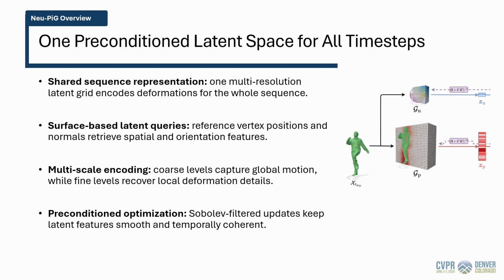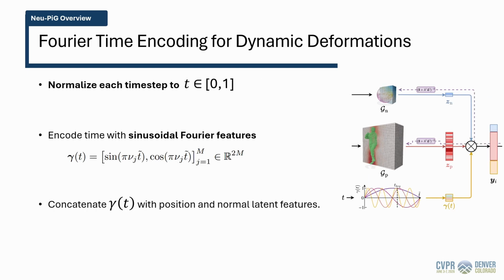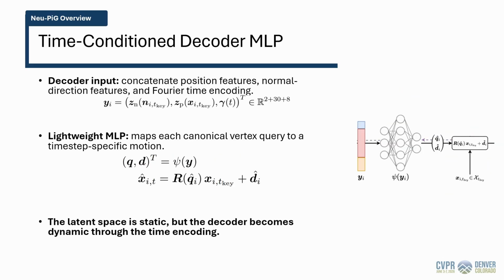To make the static latent space time-dependent, we add a Fourier time encoding. Each time step is normalized and mapped to sinusoidal features. These time features are concatenated with the position and normal latent features, allowing the decoder to represent both slow and high-frequency motion. The decoder we use is a lightweight MLP.